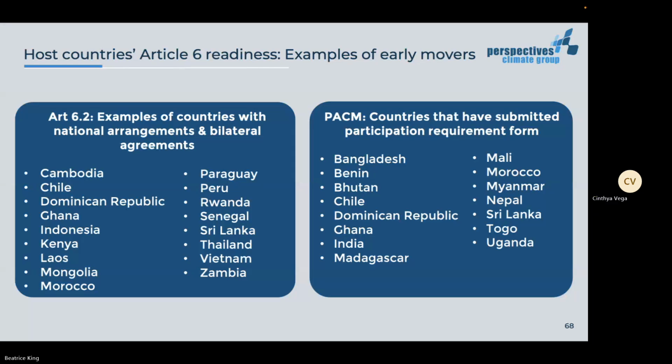So Article 6 readiness under 6.2 refers to the national frameworks that the countries have already set or have in place.